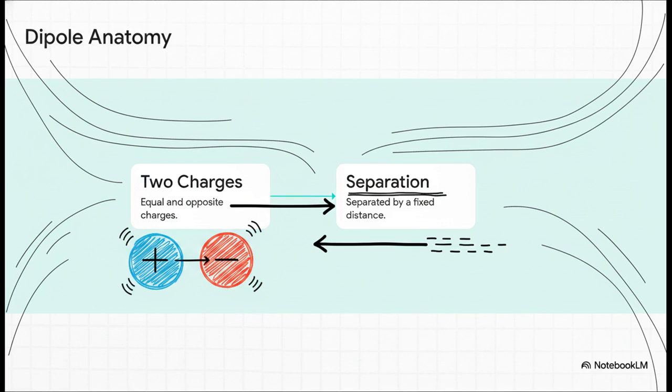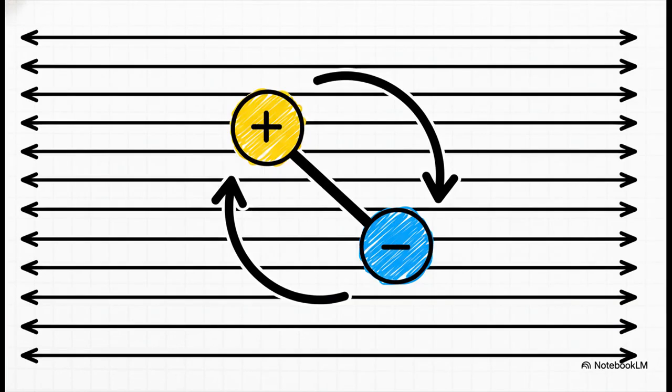Step 1. You take two charges that are exactly equal in size but opposite in sign. So one positive, one negative. Step 2, you separate them by a fixed unchanging distance. That's it. That pairing creates your dipole. It has a specific direction, always flowing from the negative to the positive charge, and an overall magnitude that we call the dipole moment. So what happens if you drop this dipole into a uniform electric field?